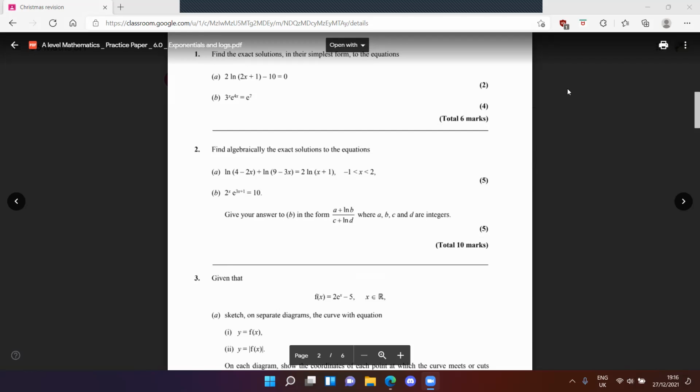So if we do log, it'd be like x log 2 plus 3x plus 1 log e, which is 1, right? Equals log 10. It's just like the one we did here. So I've got x log 2 plus 3x plus 1 equals log 10. So you have to find x.